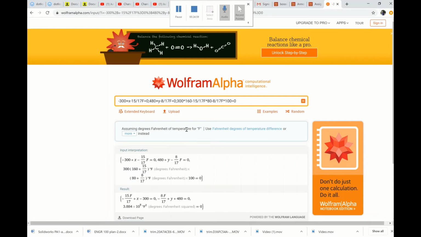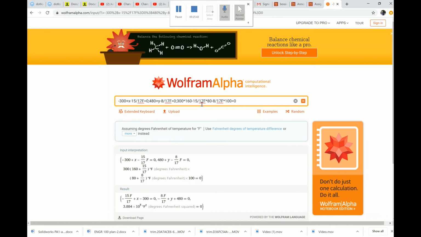I think there's something not right for the last one because I have 300 times 160 minus 15/17 F times 80 minus 817 F times 100. Okay. Oh, okay. I know what the trouble is now. It thinks this F is the Fahrenheit, so that is a problem.